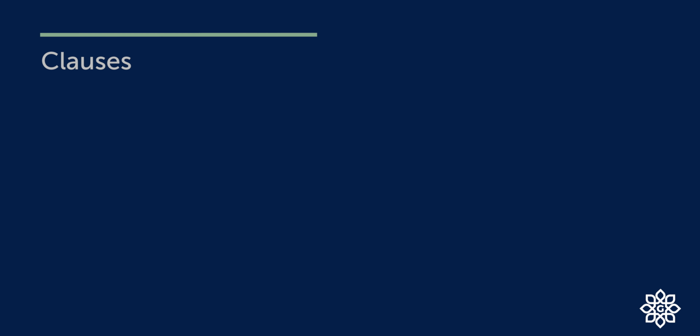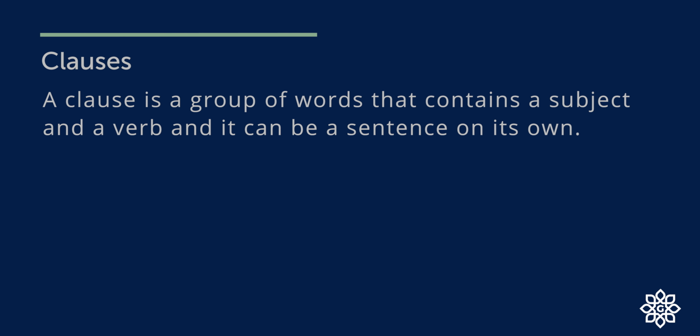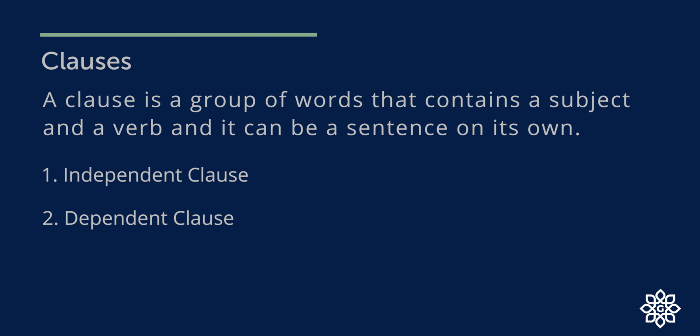Now, what about clauses? A clause is a group of words that contains a subject and a verb, and it can be a sentence on its own. If it is a sentence on its own, that means it has both subject and predicate. So there are lots of different clauses, and in this class, we'll be learning about independent and dependent clauses.